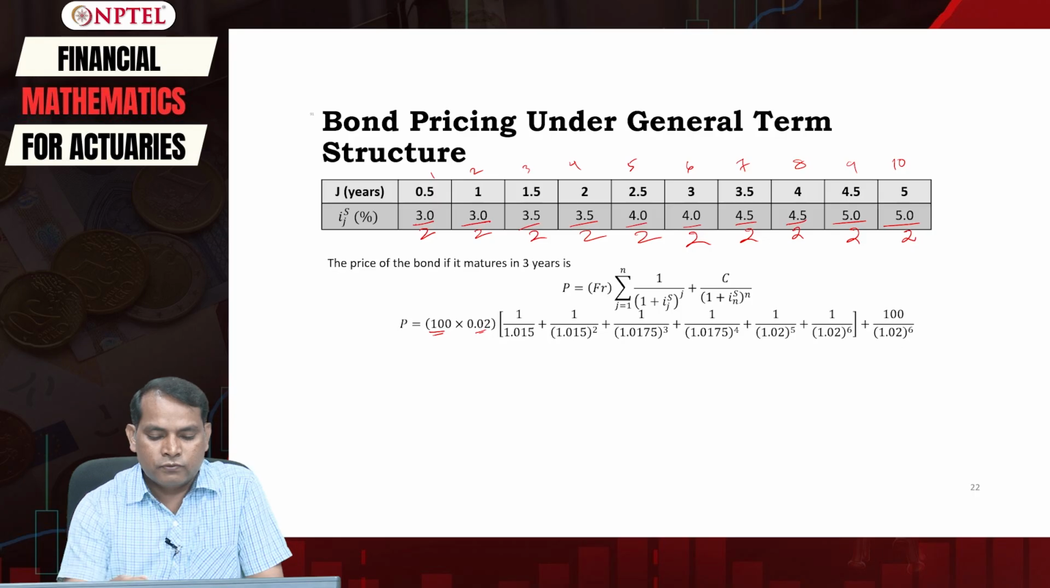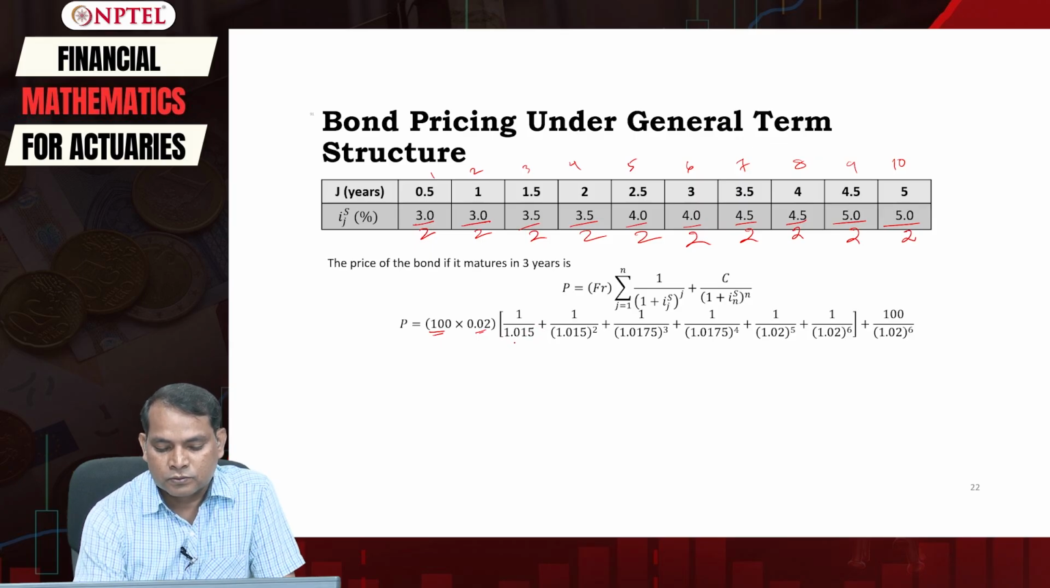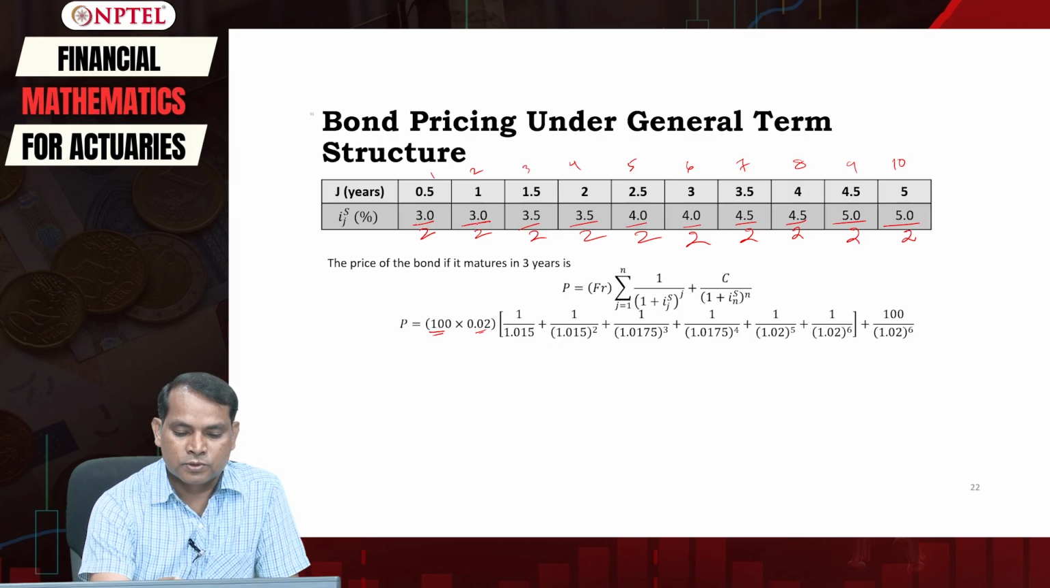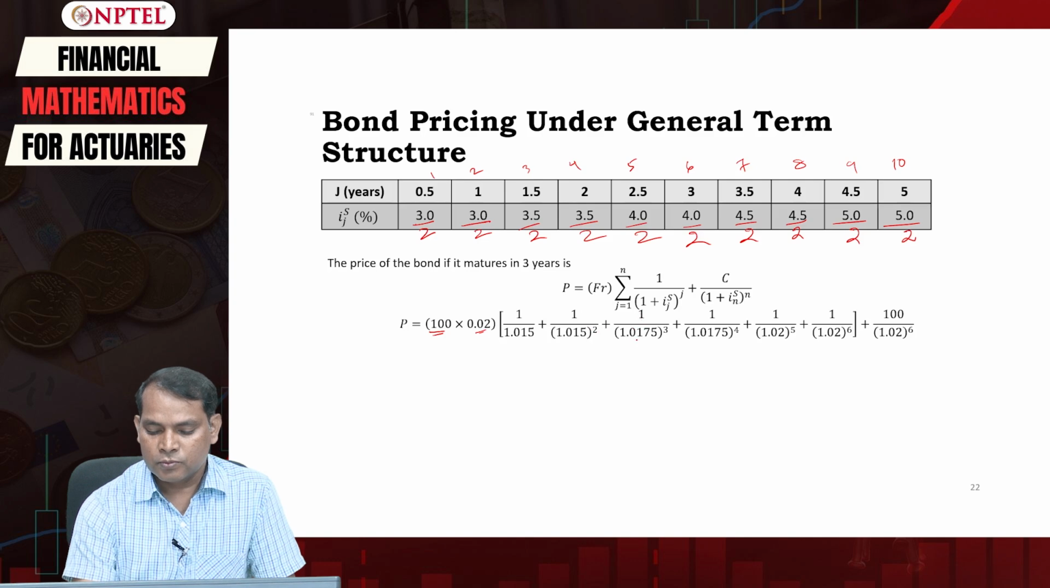So, we will have here in the first year, therefore, 1 divided by 1.015 to the power 1, which is nothing, plus 1 upon 1.015 to the power 2 for this one, and then plus 1 upon 1.0175 to the power 3. This 0.175 will be computed from here.